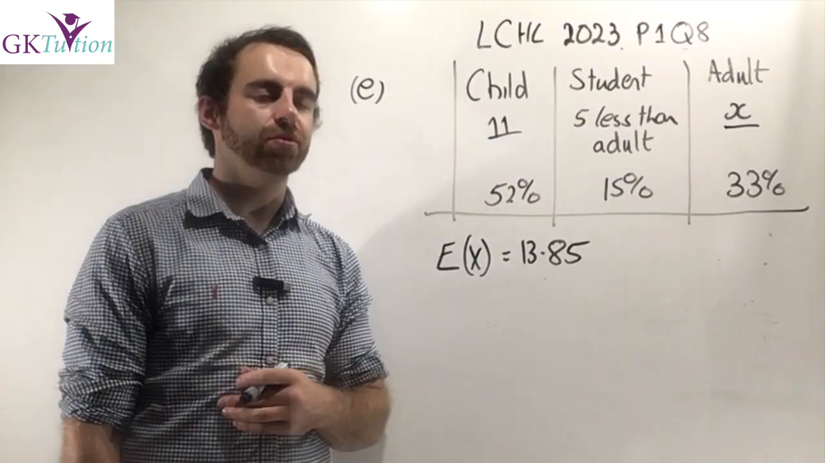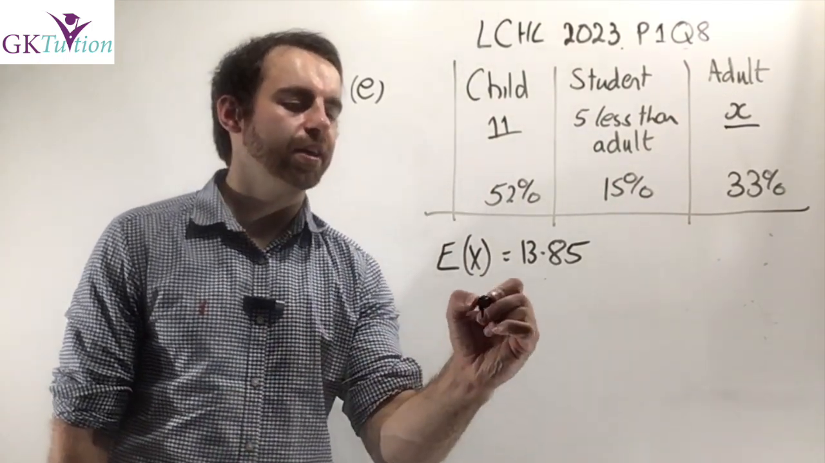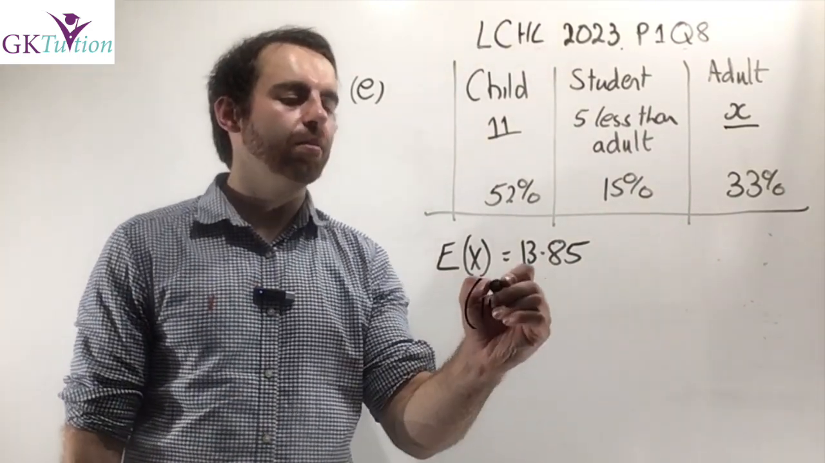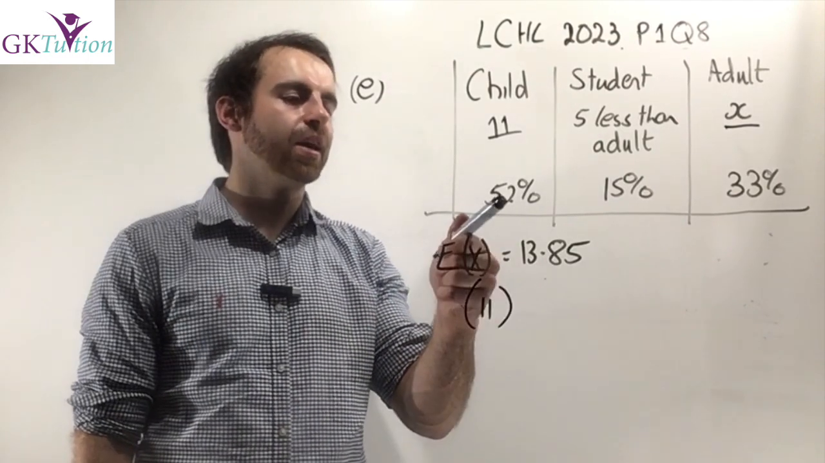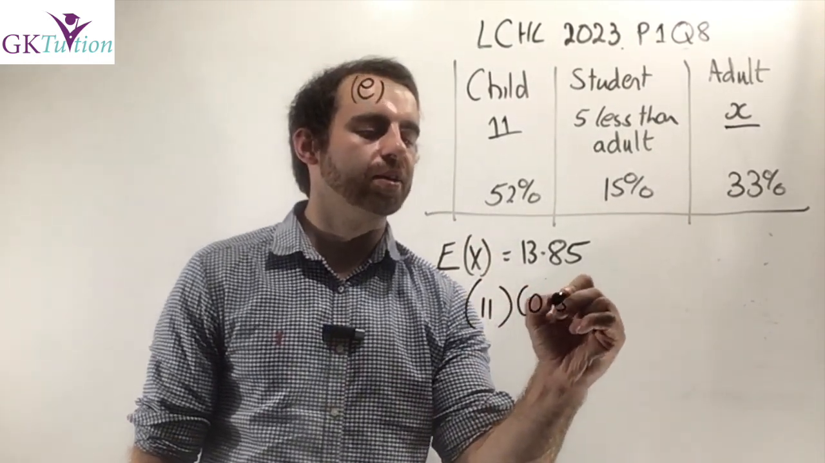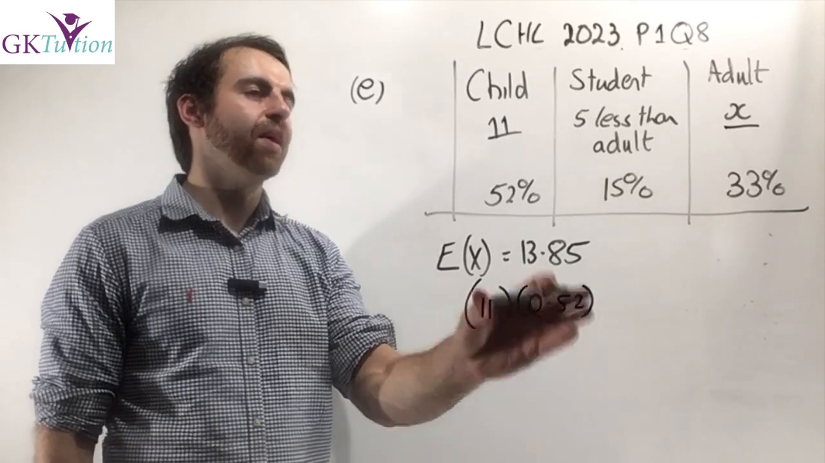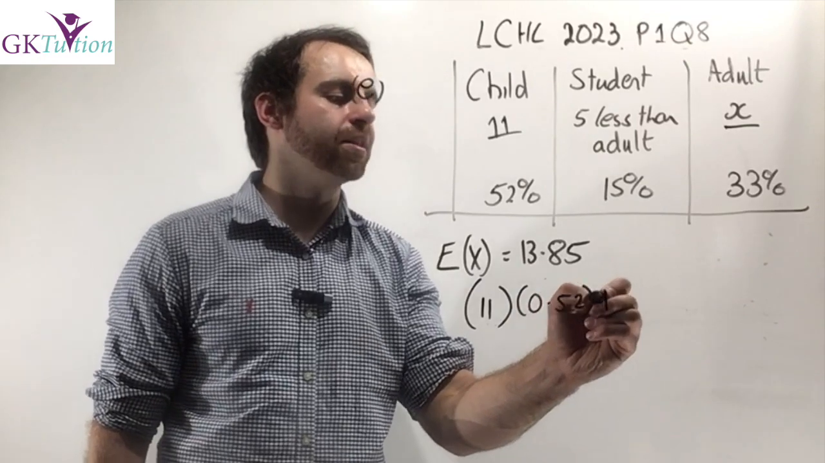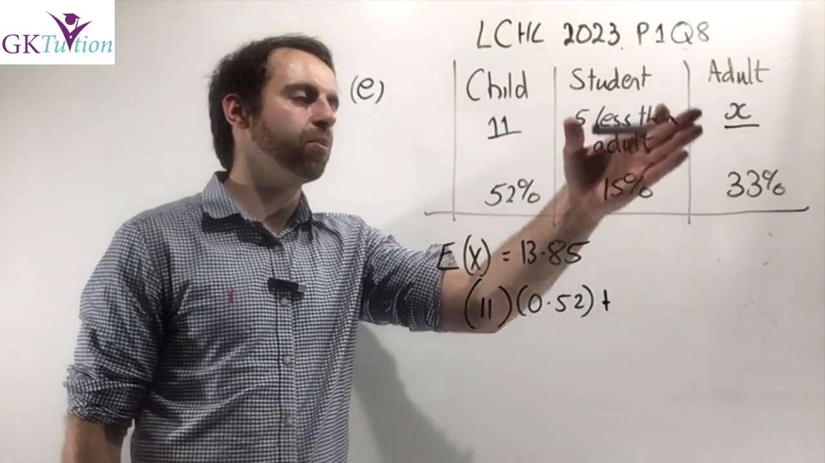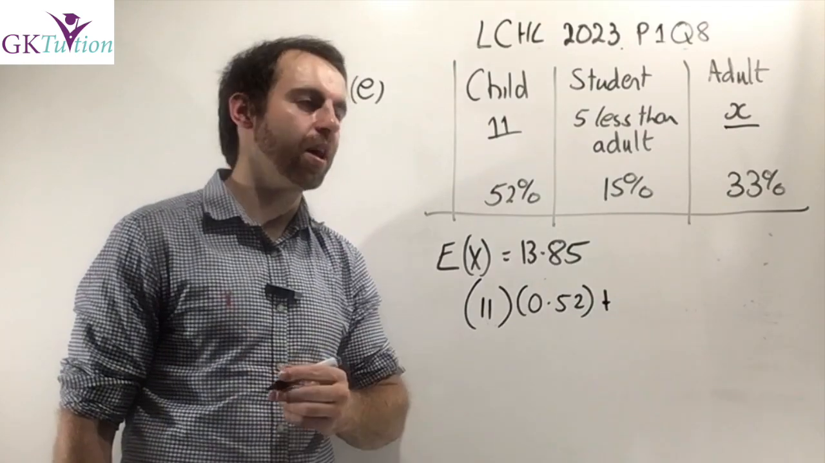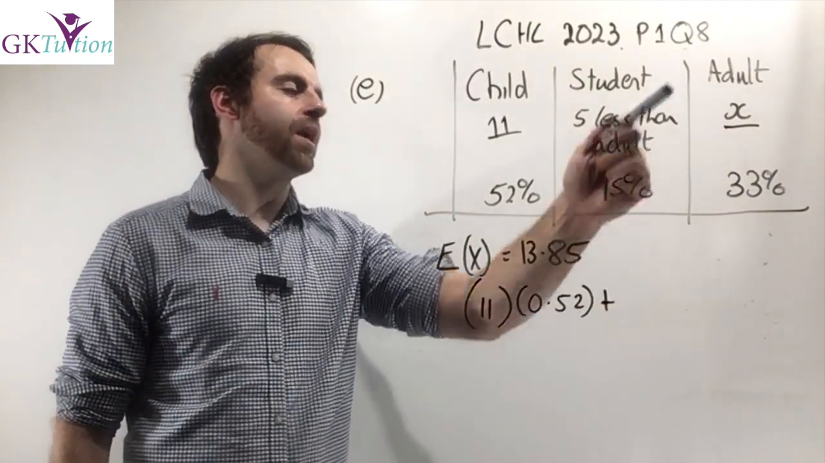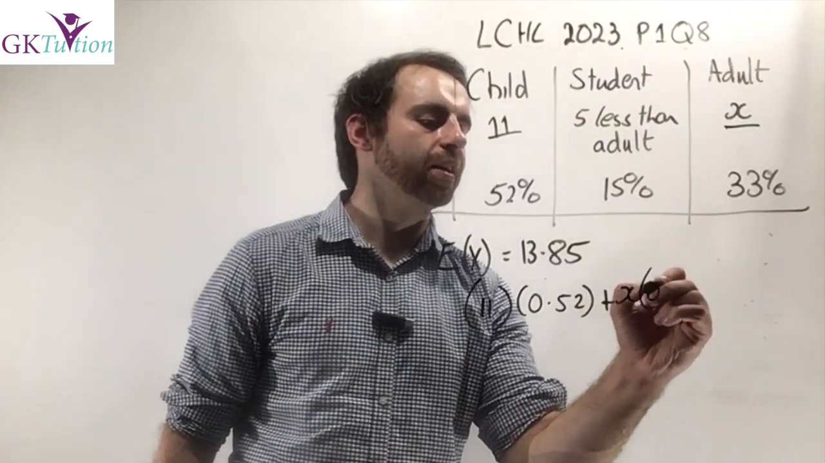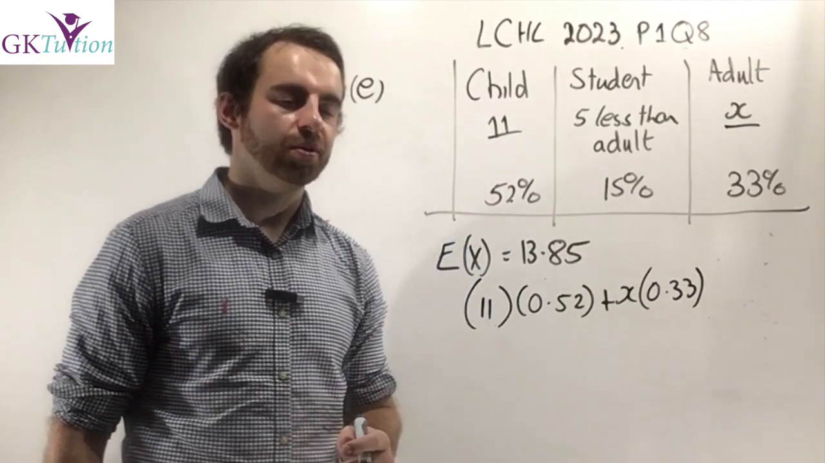Let's start off with the children. The value of a child ticket is €11, and the probability, if I randomly selected these tickets, that it's a child ticket is 52%, which we can represent as 0.52. So that's the expected value of that ticket, but I want to work out the expected value of any ticket. So I just have to repeat this process for adults and students and add all three of them together. Let's start with an adult. The value of an adult ticket is x euro, and the probability of an adult ticket is 0.33. So there's the second one.